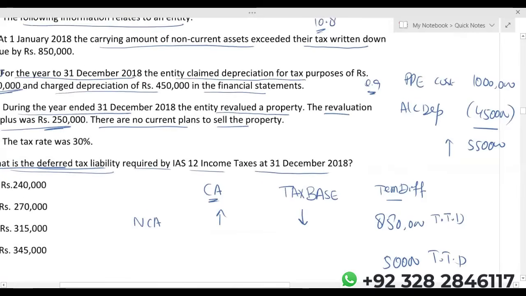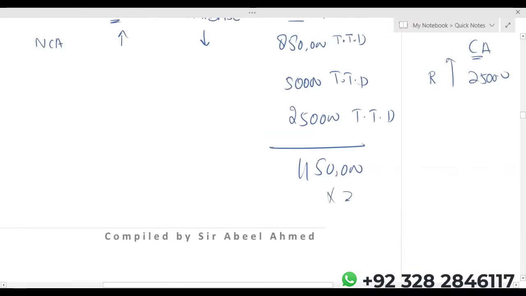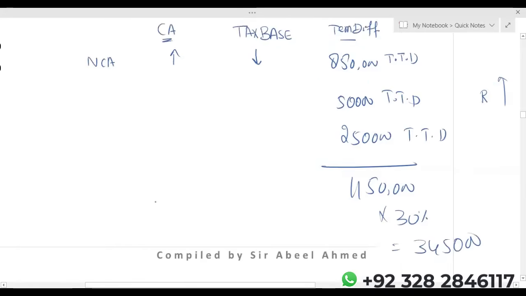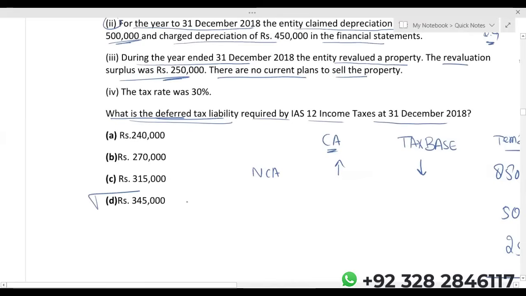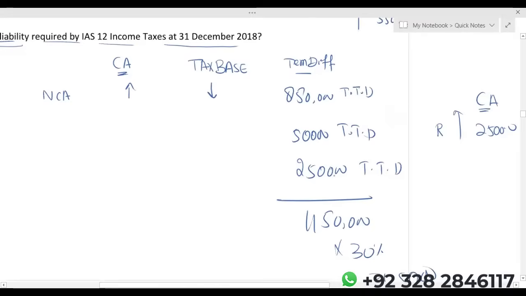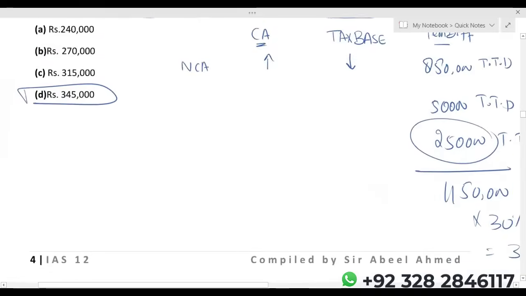All our taxable temporary difference, tax rate is 30%. So deferred tax liability is 3,45,000. They're not asking how much will go to PNL, how much will go to OCI. If they were asking, then obviously 2,50,000 multiplied by 30% will go to OCI and remaining will go to PNL. But they are asking in this question, give us the deferred tax liability amount. So the deferred tax liability amount is 3,45,000.